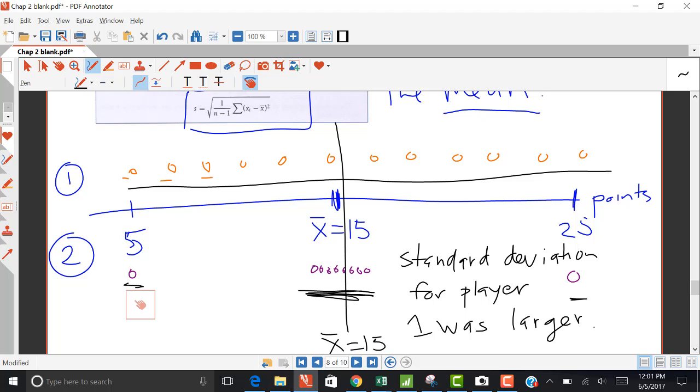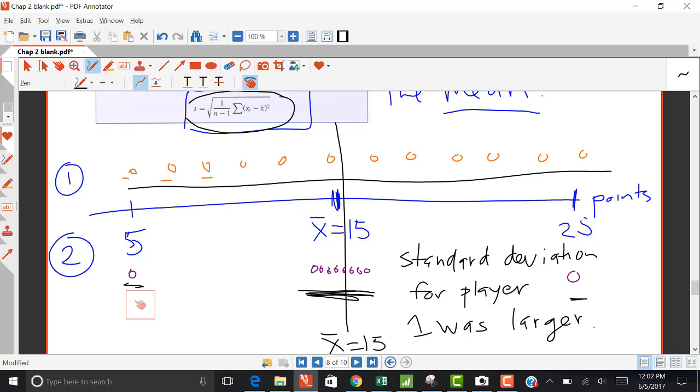Okay. Standard deviation for player 1 was larger. On average, the data are farther from the mean. Now, what we're not going to do in this class is spend a lot of time calculating standard deviation by hand. It's just not worth it. The computer programs are going to do it for us very, very quickly. This is the formula. It is a mathematical formula.